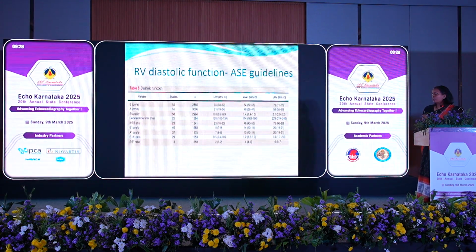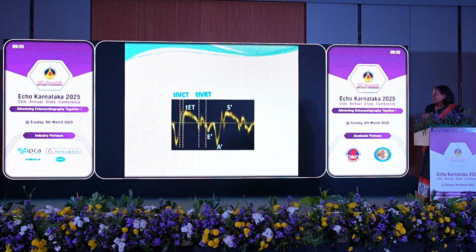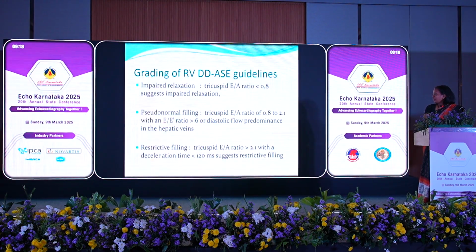Now, why do we have to focus on it? This is the regular thing that we do in the LV. Now we have to start doing it in the RV. IVCT, IVRT. According to the ASE, we again have the three grades or classification of RV diastolic dysfunction as impaired relaxation, pseudonormal filling, and restrictive filling. And we have the guidelines which say E by A ratio less than 0.8 and so on. We find it in the latest ASE guidelines.